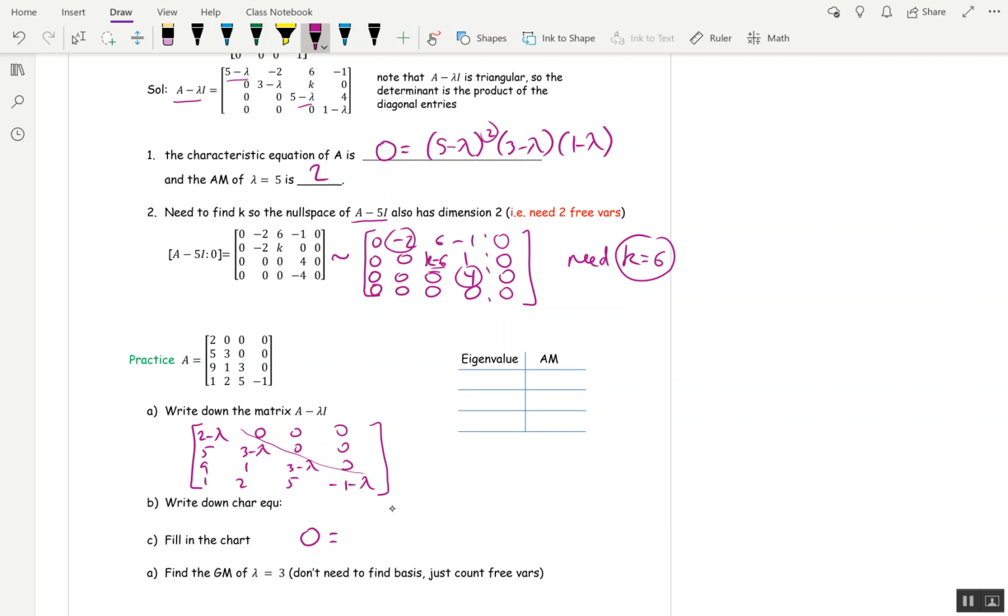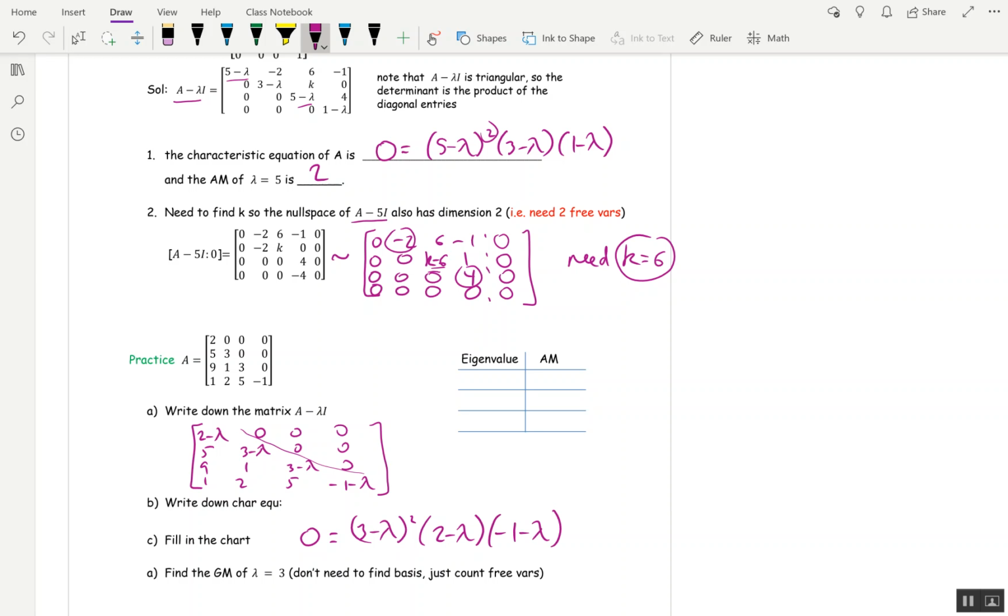So combining like terms, I've got a 3 minus lambda squared. I've got a 2 minus lambda. And then I have negative 1 minus lambda. And we're going to use that to fill in the chart.